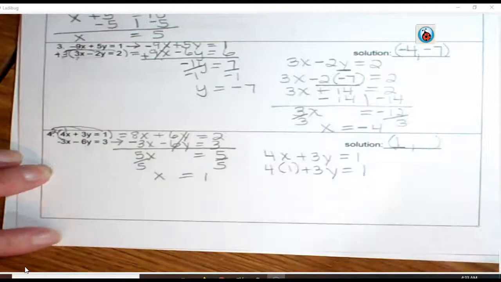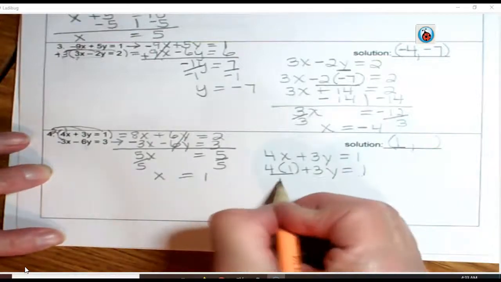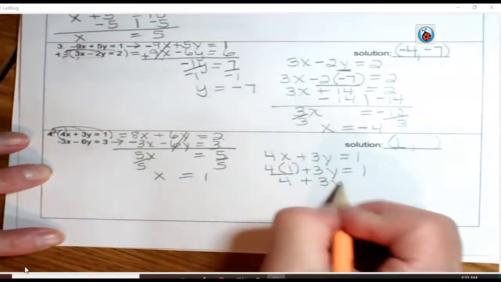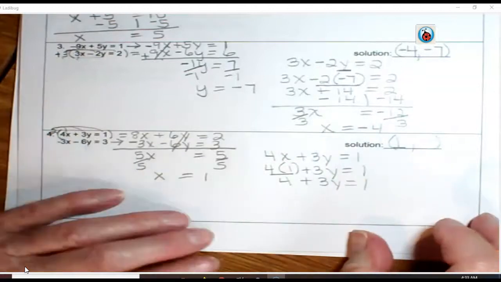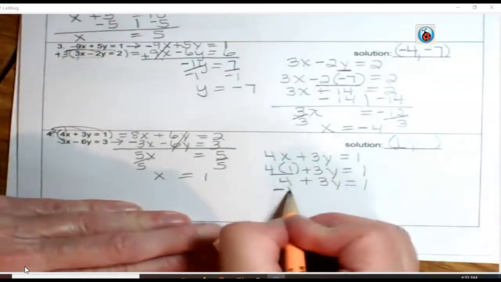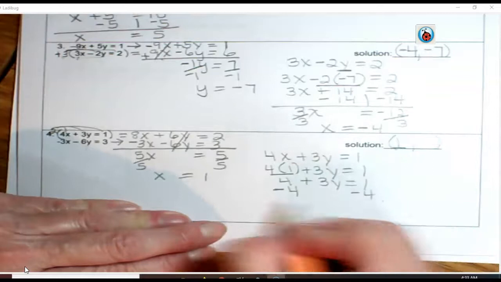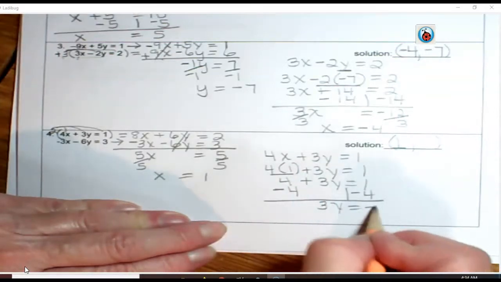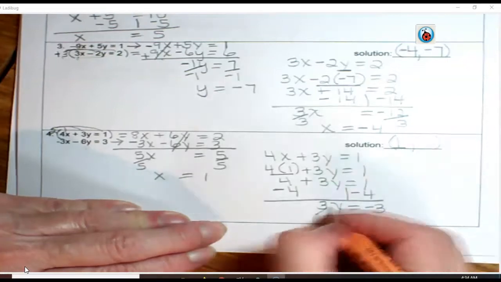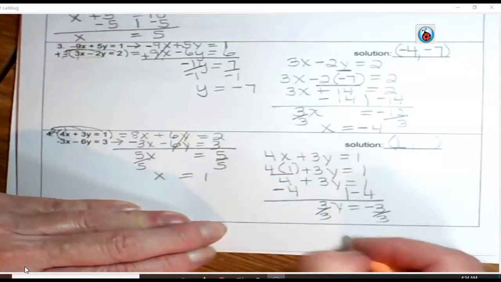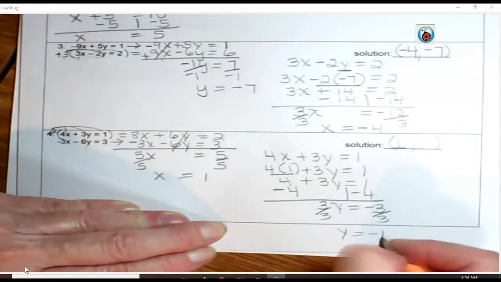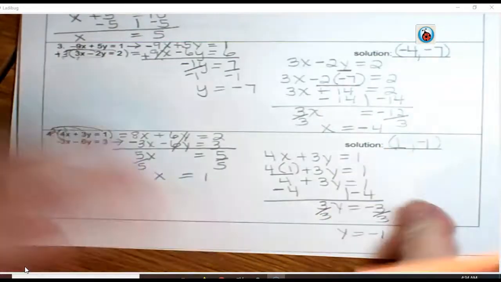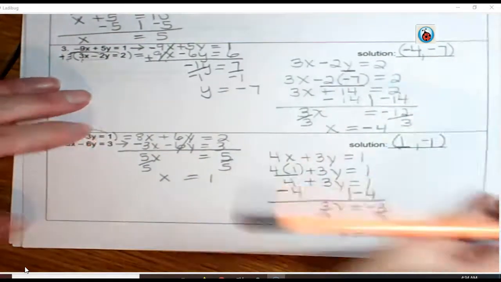Write the rest of the equation down. 4 times 1 is 4 plus 3y equals 1. Numbers to the right, so I'm going to subtract 4 from both sides. I get 3y equals negative 3. Divide by 3, and your y is equal to negative 1. Okay, let's go look at number 5.